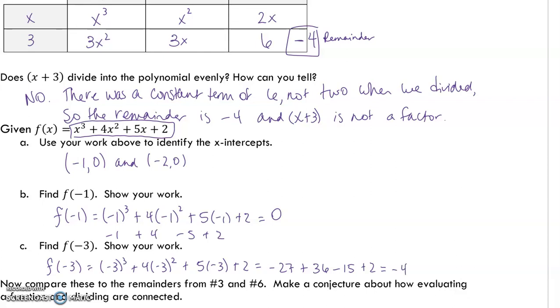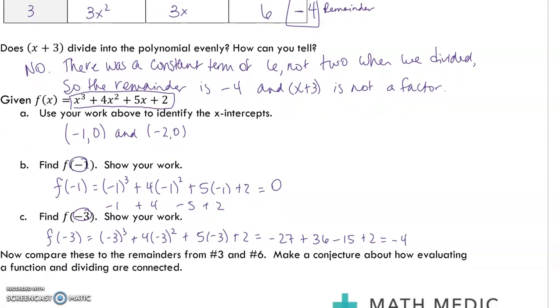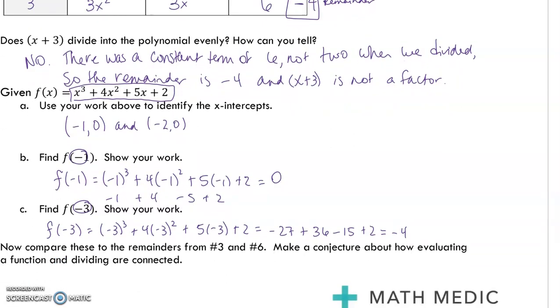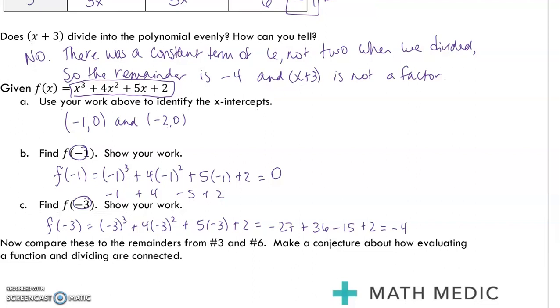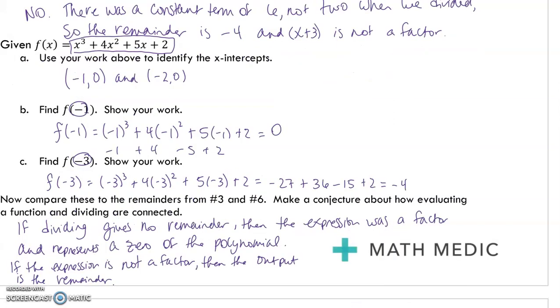That number seems familiar. When I plugged in -1, I got 0, but when I plug in -3, I get -4. They're asking, compare these remainders to the remainders from number 3 and number 6. Make a conjecture about how evaluating a function and dividing are connected. Well, basically, if dividing gives no remainder, then the expression was a factor and represents a 0 of the polynomial. If it's not a factor, then the output is the remainder. So what does all of that mean?